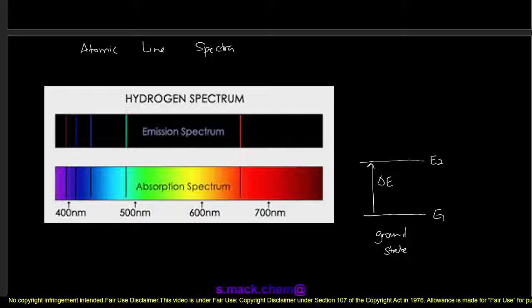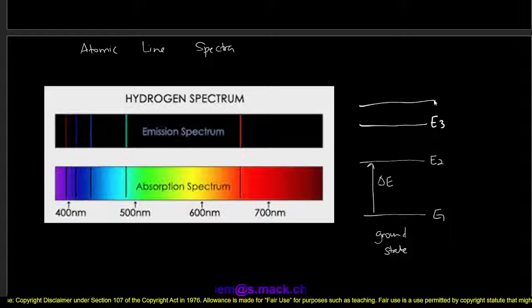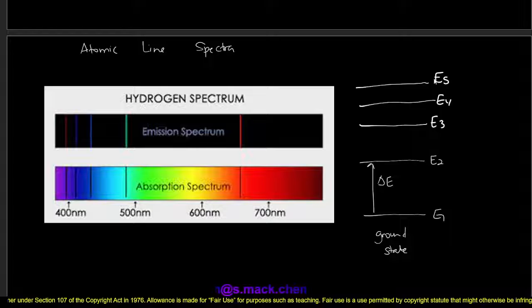Also remember that if we are supplying our element with heat energy, thermal energy, this electron will not just go to one higher energy level, it can go to even higher energy levels. So I'm going to call these 3, 4, 5, etc. Now I want you to understand we're looking at the hydrogen spectrum, meaning we have one electron in the first shell outside of the nucleus.